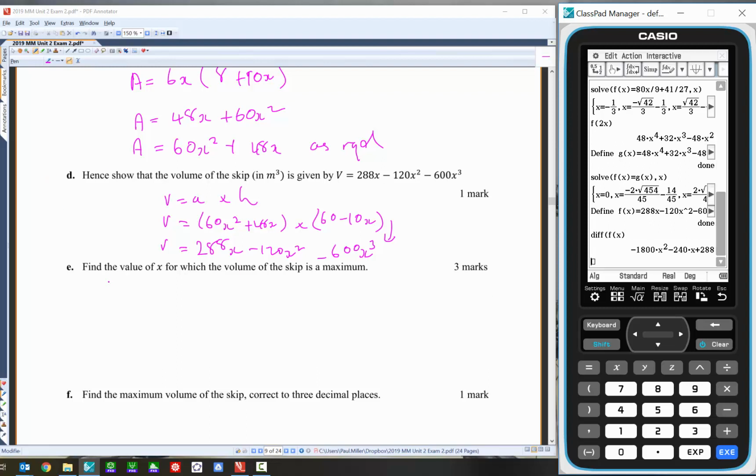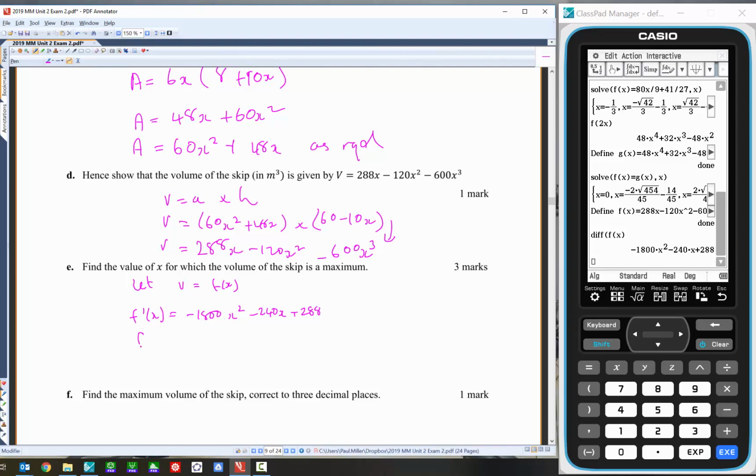All right, so let's go. Whoop, come on, oh, I was writing with the wrong end of the pen there. Okay, let v equal f of x. Okay, so now I'm gonna say f dash x equals negative 1800x squared take 240x plus 288. All right.